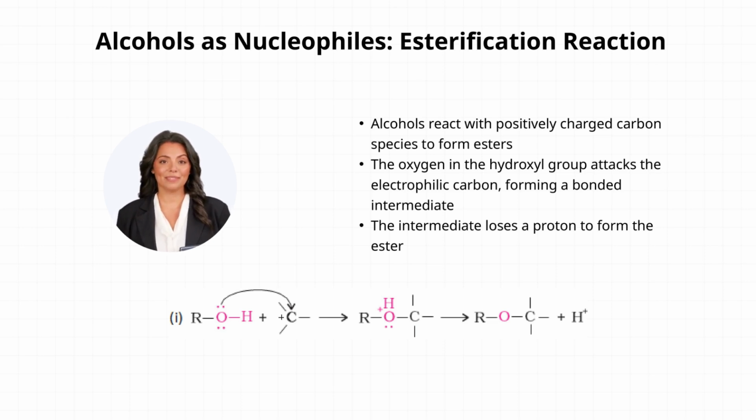The oxygen atom in the hydroxyl group attacks this electrophilic carbon, forming a new bond and creating a transition intermediate, which looks like RHOC+. This step is essential as the nucleophilic oxygen forms a connection with carbon, changing the molecule's structure. Next, the intermediate loses a proton H+, stabilizing into an ester, where the oxygen links an alkyl group R to a carbonyl or similar functional group. This acid-catalyzed reaction is common in organic synthesis in nature, contributing to the creation of fats, oils, and fragrances. Think of it like dance partners joining hands under the spotlight of an acid catalyst, forming a beautiful new compound.